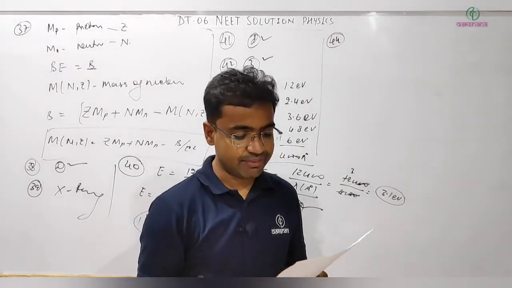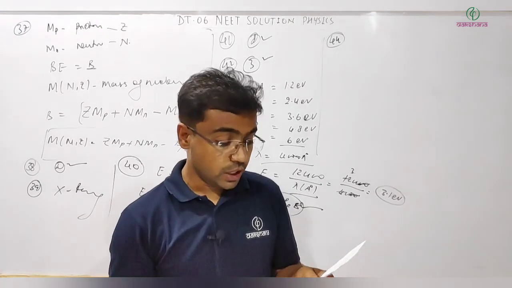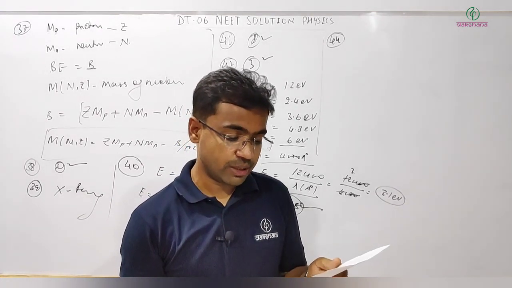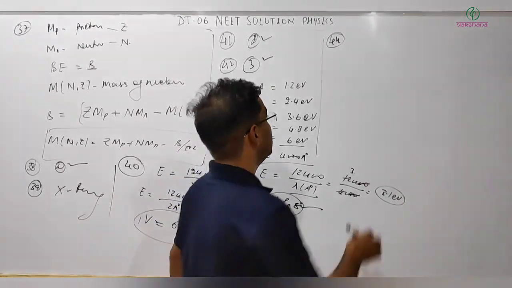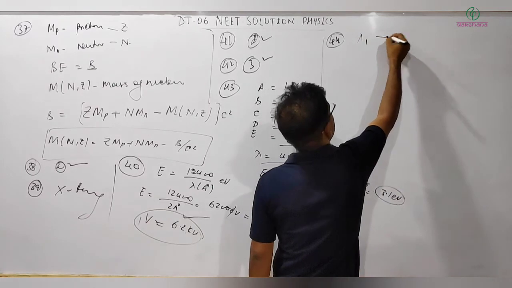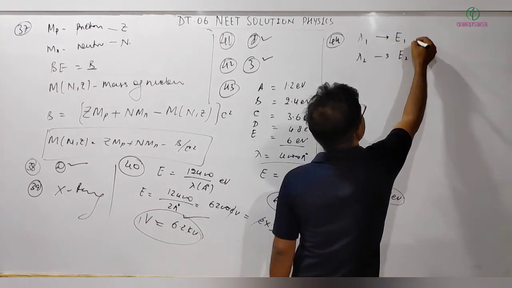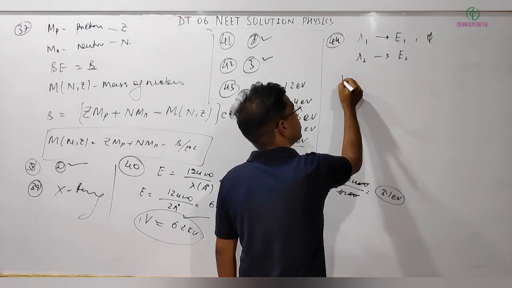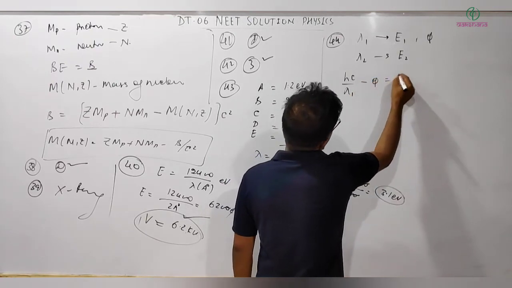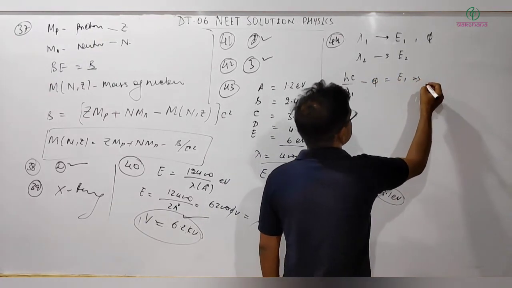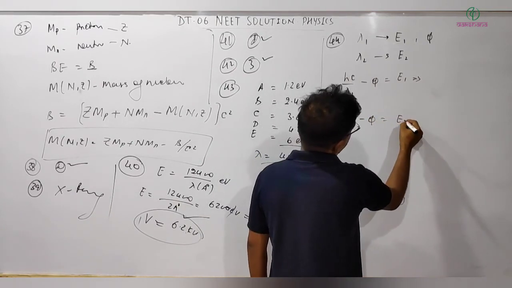If wavelength lambda 1 is allowed to fall on a metal, then the kinetic energy of the photoelectron emitted is E1. If the wavelength of light changes to lambda 2, then the kinetic energy of the electron emitted is E2. Then find the work function of the metal. Let's say the work function is phi, then I will write hc by lambda 1 minus phi is equal to E1. Next, hc by lambda 2 minus phi is equal to E2.